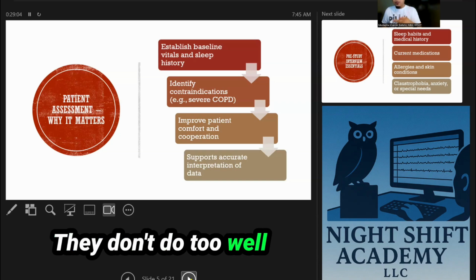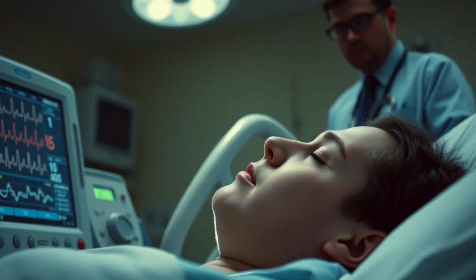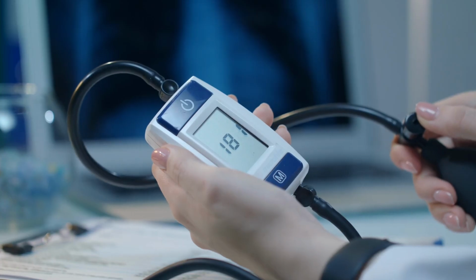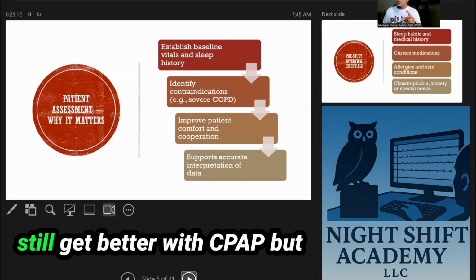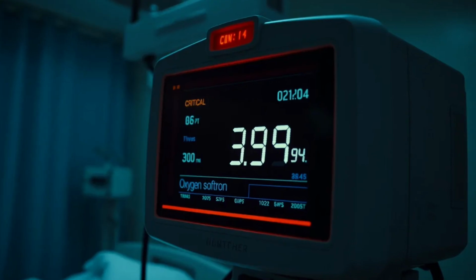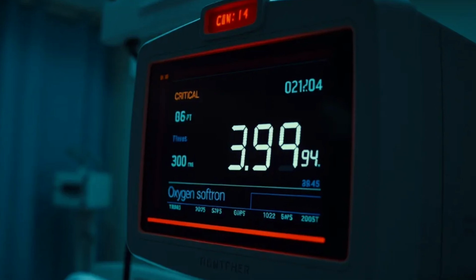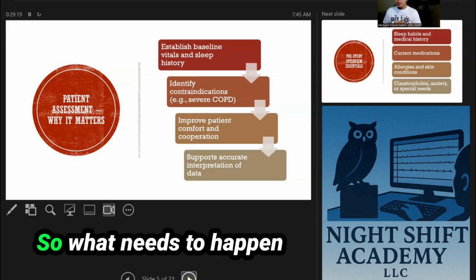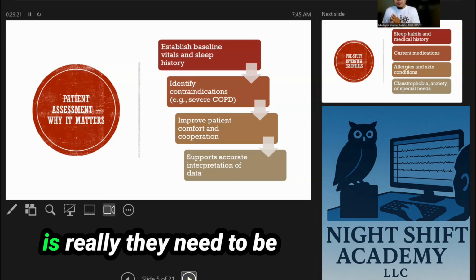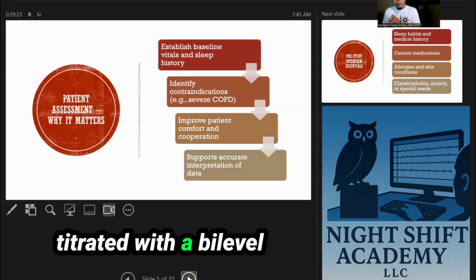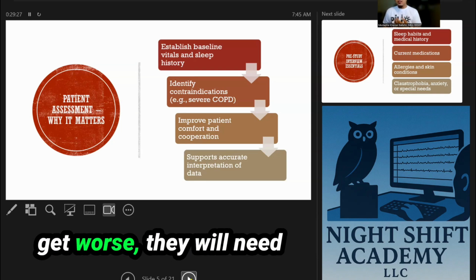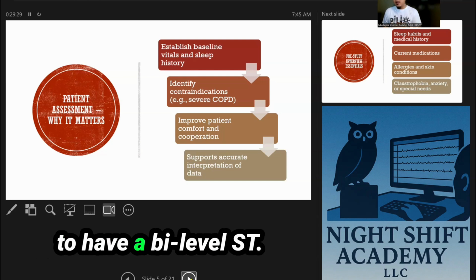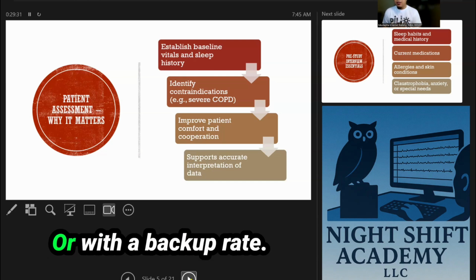Of course, they don't do too well on CPAP if they already have severe COPD. Typically, if COPD is just at the beginning stage, they can still get better with CPAP. But eventually, they will have air trapping or CO2 retention. So what needs to happen is they need to be titrated with a bi-level machine, the bi-level mode. And eventually, when they get worse, they will need a bi-level ST, or a backup rate.